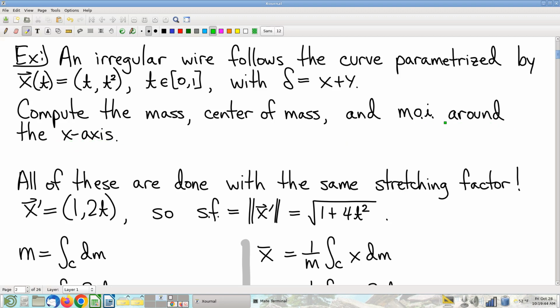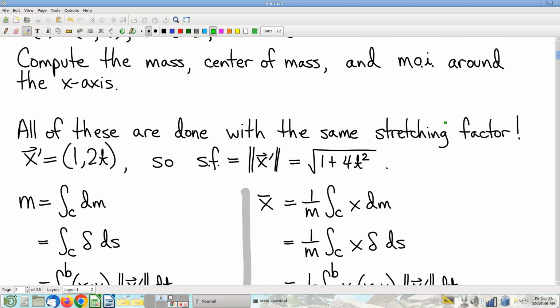And here we go. Let's start with mass. How do you compute mass? Well, chop it up, add it up. Right? Total mass is the sum of a bunch of little pieces of mass, and each little piece of mass is mass per unit length times length.